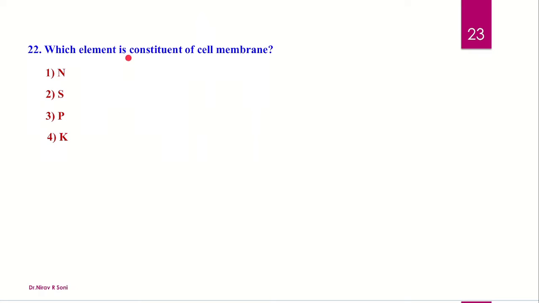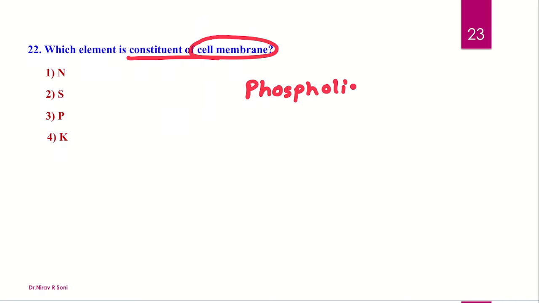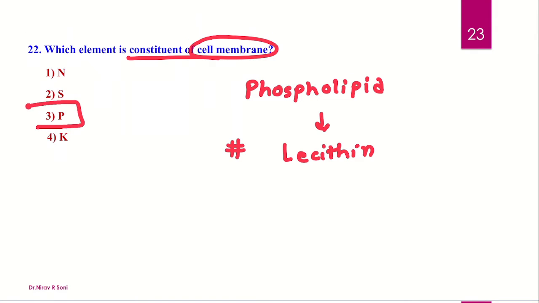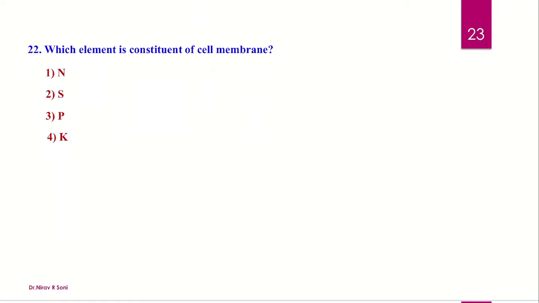Which element is a constituent of the cell membrane? The cell membrane is made up of a phospholipid bilayer membrane. Phospholipid contains the lecithin material. This is your hashtag question. That's why you can choose phosphorus.